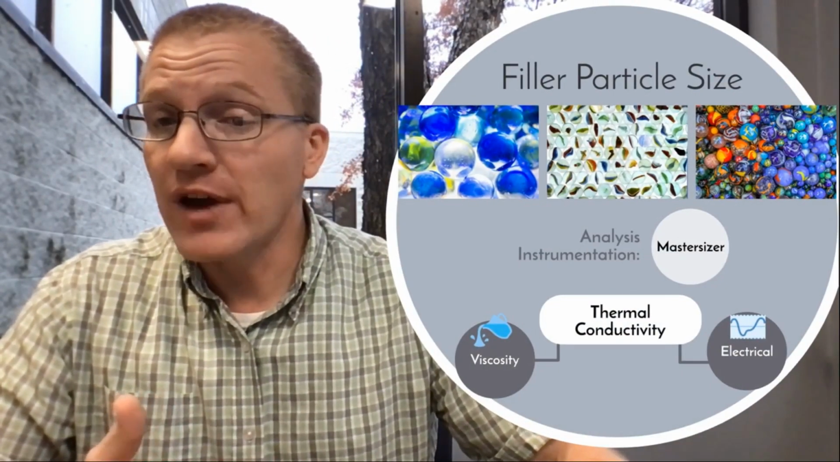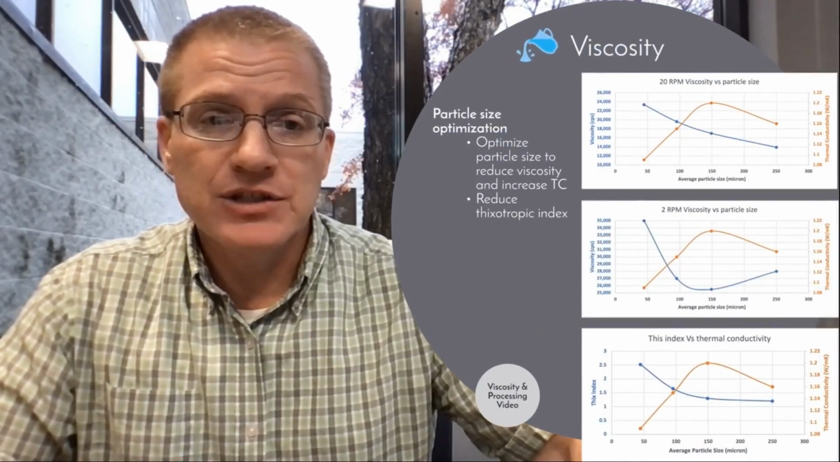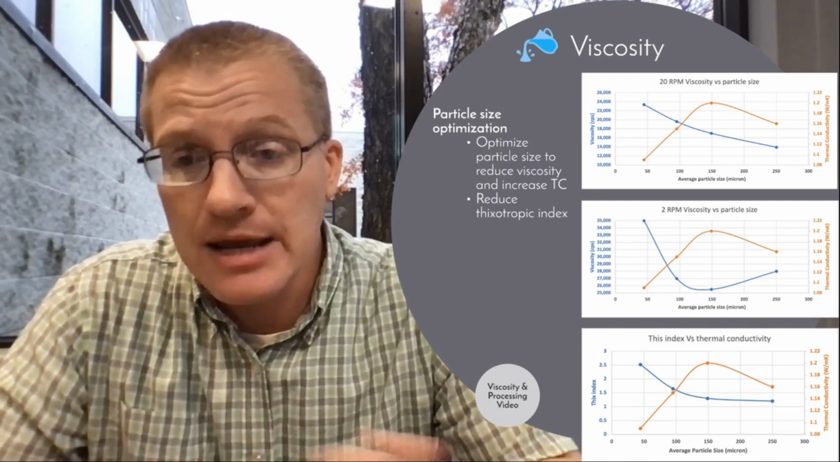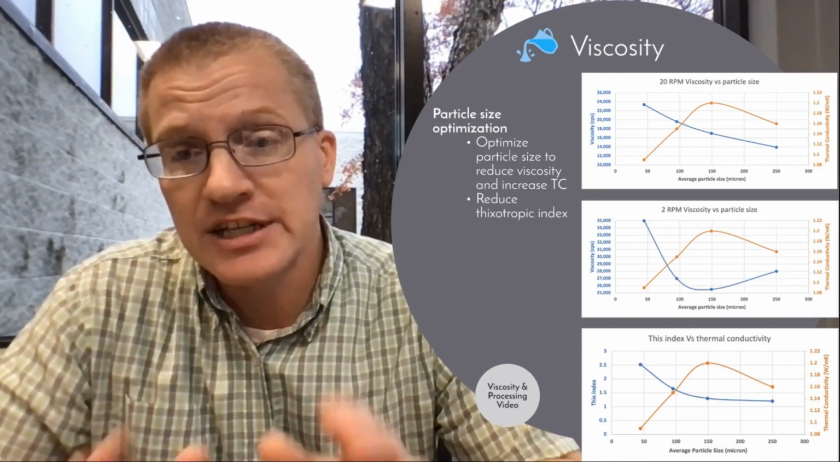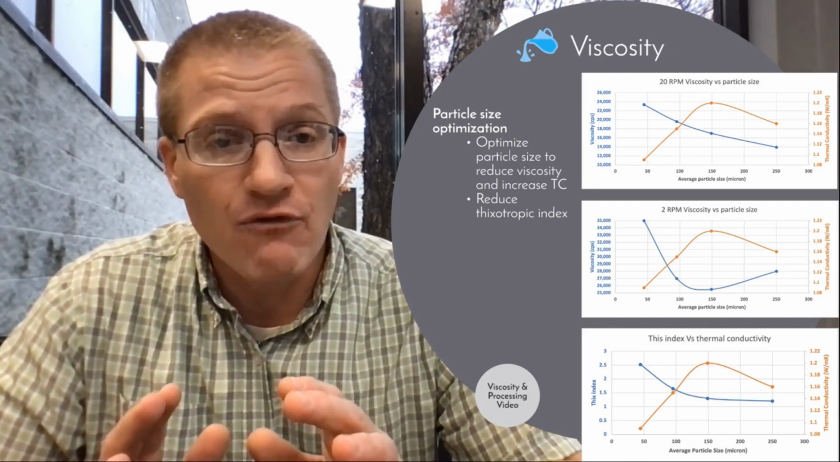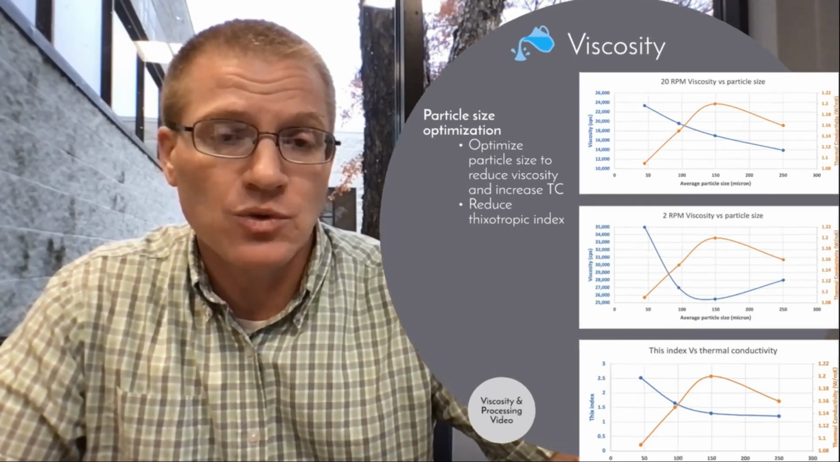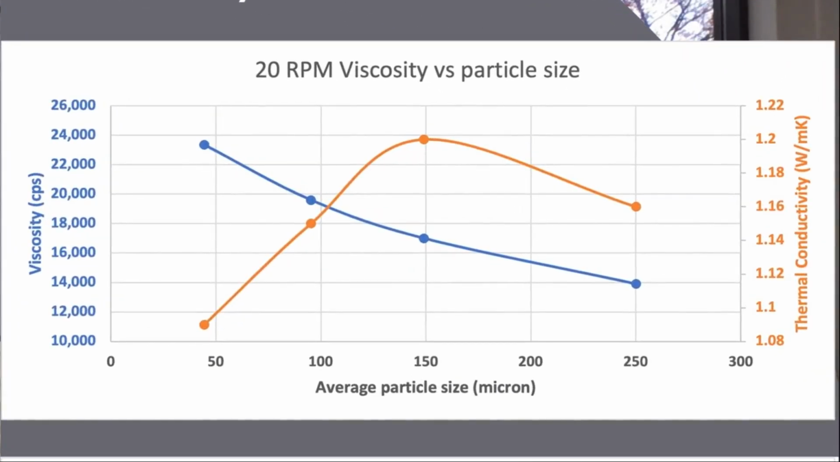So we'll start off with how that affects viscosity, okay? We talked about how filler loading affects viscosity. All of these graphs are the same filler loading, showing how having different particle size distributions affects the viscosity and the thermal conductivity. Let's start off here with the 20 RPM. On the far left of the graph, you have an average particle size of approximately, let's say, around 50 micron. You see a relatively high viscosity, and as the particle size goes up, you see that viscosity goes down.